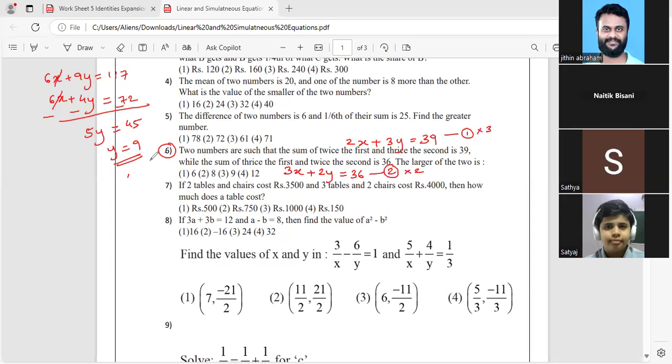So yes, one number is 9. You substitute it in any of the equations. If I'm going for this one, 2x plus 3 multiplied by 9 is 27, is equal to 39. So 27 is equal to 39, that goes to the other side. It becomes 12. So 2x is equal to 12, x is equal to 6. Y is 9. Your answer is 9.